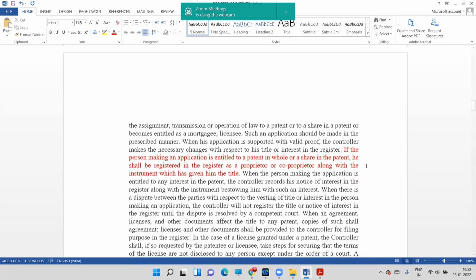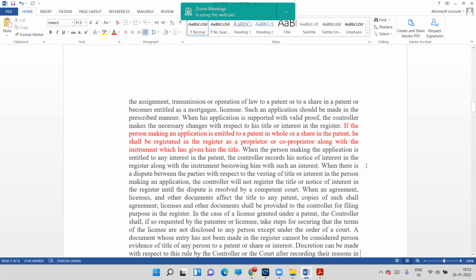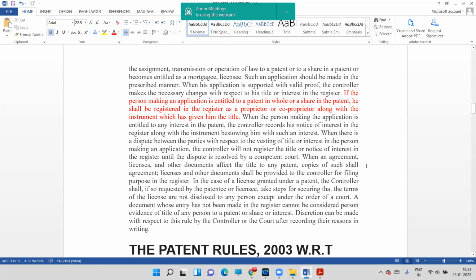If the person making an application is entitled to a patent in whole or a share in a patent, he shall be registered in the register as a proprietor or co-proprietor along with the instrument which has given him the title. When the person making the application is entitled to an interest in the patent, the controller records his notice of interest in the register along with the instrument bestowing him with such an interest.